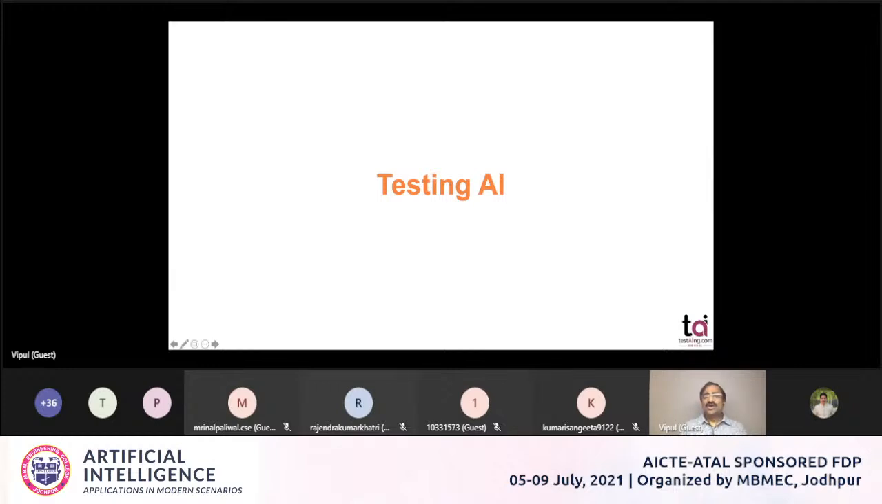ISTQB adopted the AIU syllabus, and then we worked with other people. Now we are creating, it's in beta now, an ISTQB syllabus for testing of AI applications. So that gives you an idea of how important the testing community has started to look into AI and building frameworks around it so that AI application testing can happen nicely.